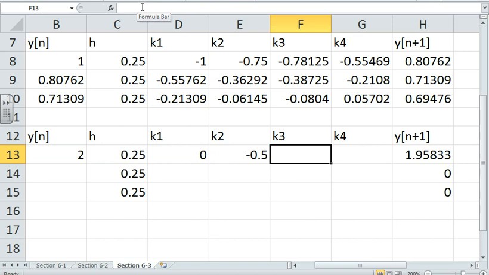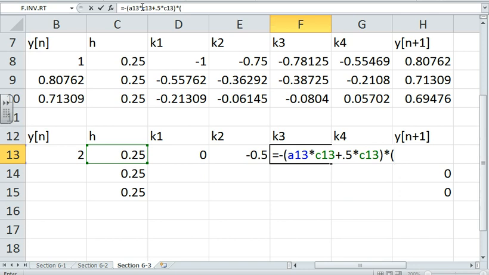Okay. K3 is minus parentheses A13 times C13 plus 0.5 times H C13, close parentheses times parentheses YN B13 plus 0.5 times C13 times K2, which is E13. Close parentheses.